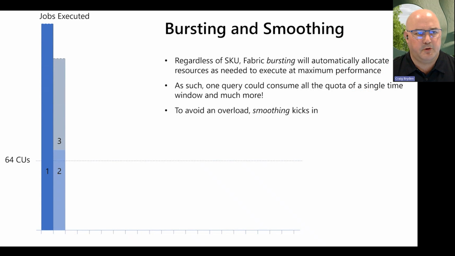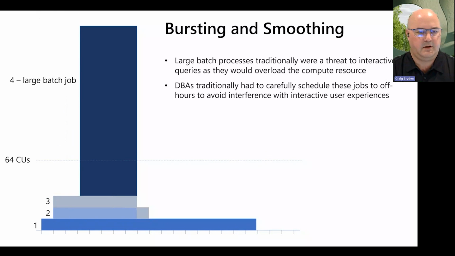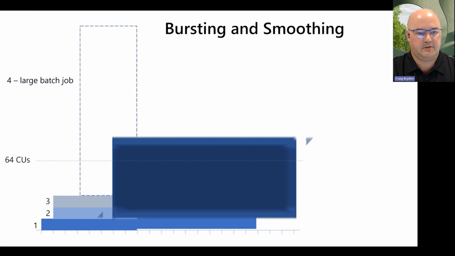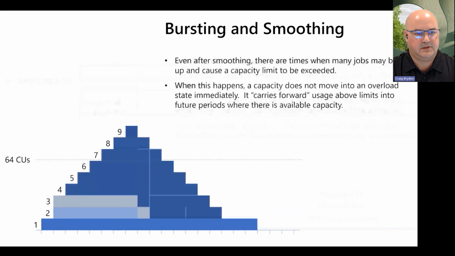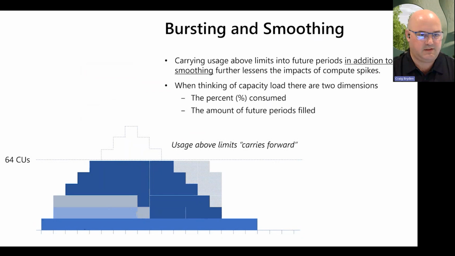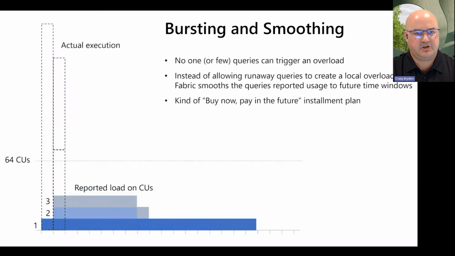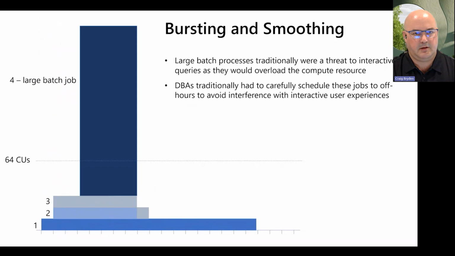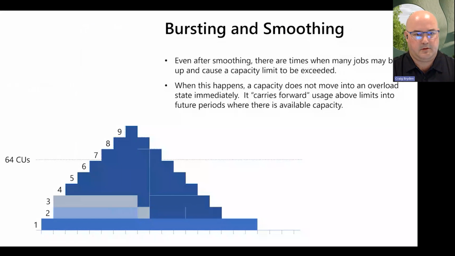So now let's look at bursting and smoothing. This GIF is trying to do a good job of explaining how bursting and smoothing happens. With these large jobs, as you can see, they were happening for a short, intense period of time. And essentially what Microsoft is doing is bursting, allowing you to use more than you've purchased at the time. But then they smooth it over the period.